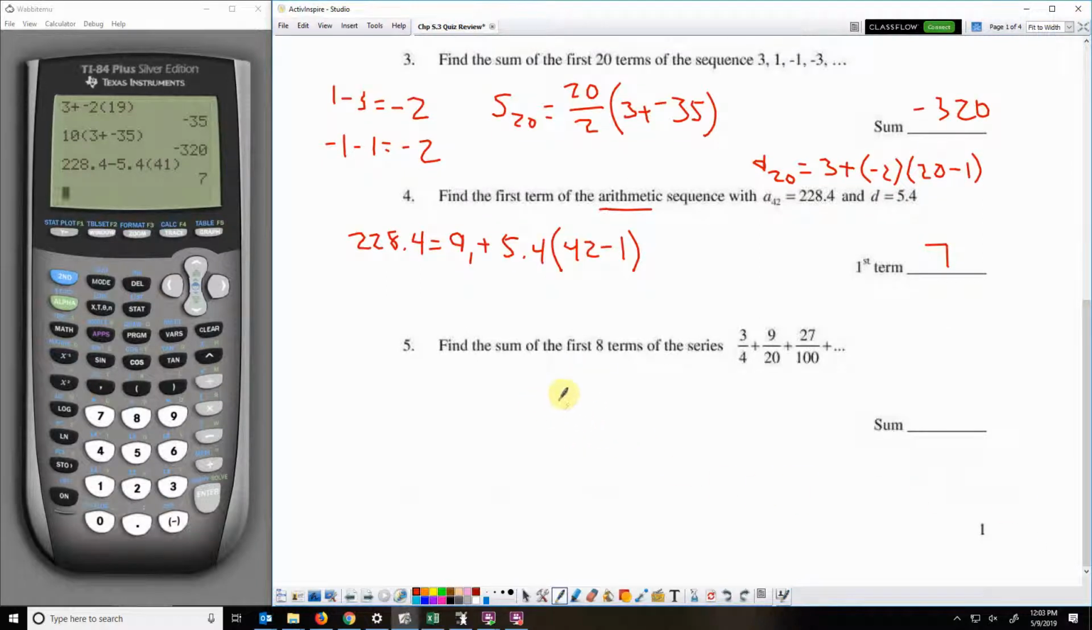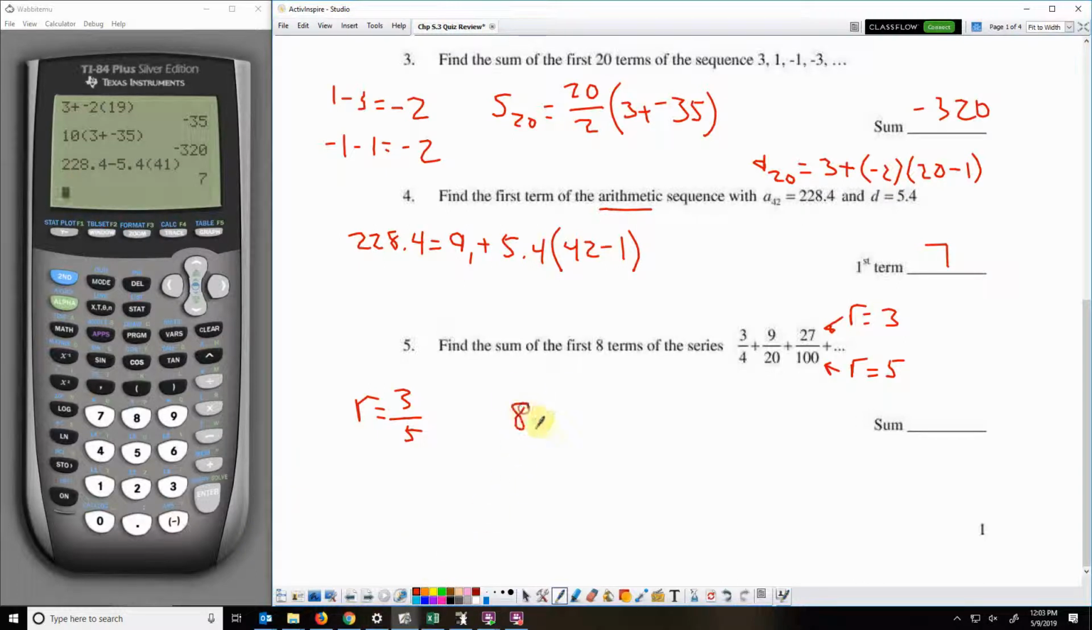Find the sum of the first 8 terms of this series. So it looks like the numerators here are multiplying by 3. In the denominator, then it looks like there's an r of 5. Now when you're multiplying, you can actually multiply by 3 over 5. If it was adding 3 and then adding 5, I couldn't say there's a d of 3 over 5. But for multiplying, I can. There's an r of 3 over 5, so we are multiplying by 3/5.